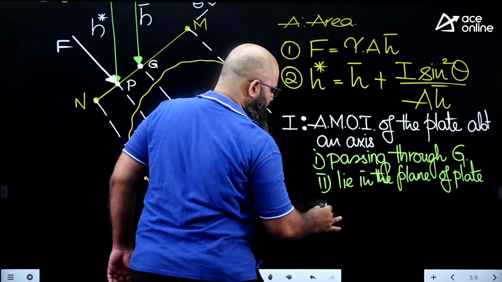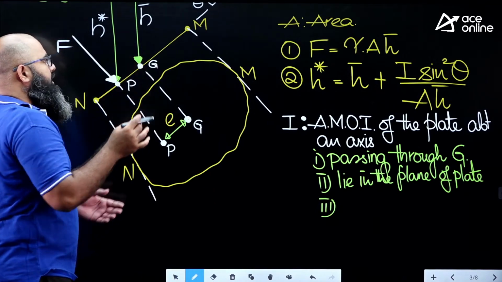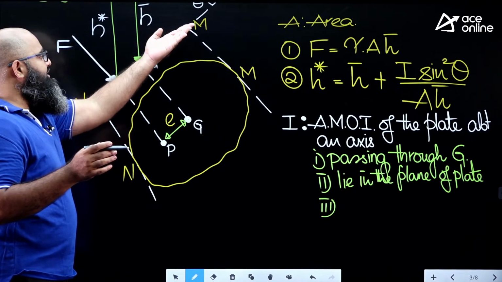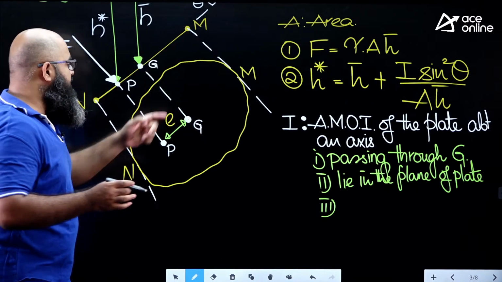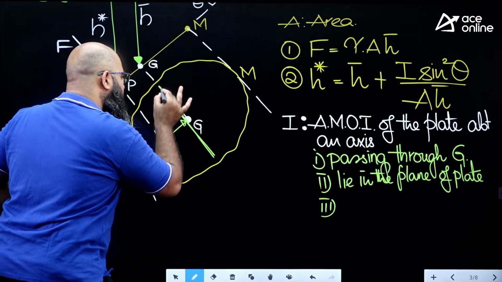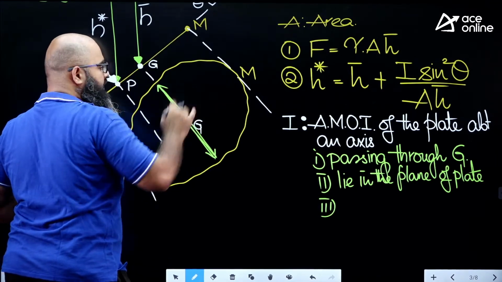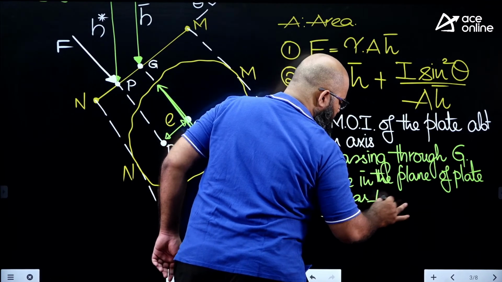And finally, it is supposed to be perpendicular to the front view. Now, if it is lying in the plane of the plate, you cannot see the axis in the front view. And it is perpendicular. That means this is the axis I am speaking about. About this particular axis, you are supposed to find out the area moment of inertia. So, perpendicular to the front view.